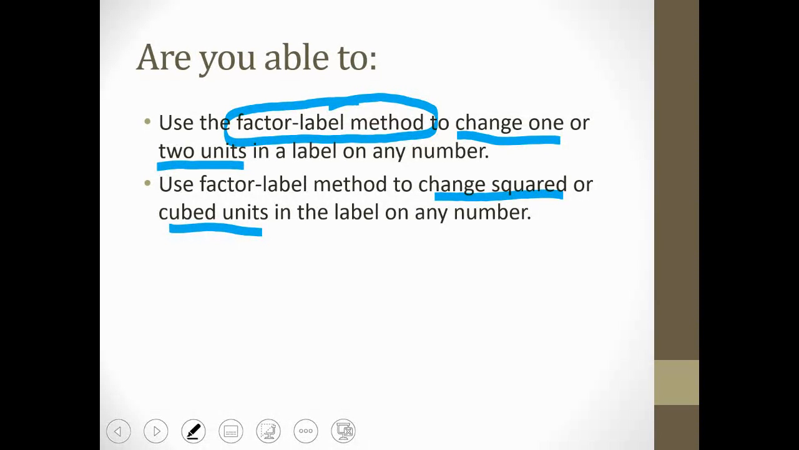So good luck with the problem solving, and let me know if you have any questions.